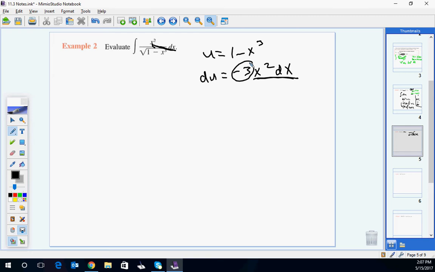So I'm going to go ahead and write this as negative 1/3 du over the square root of u. Is that a root on the bottom? That's a u. Okay, so that's du on the top. We'll just try to make everything a little consistent here.